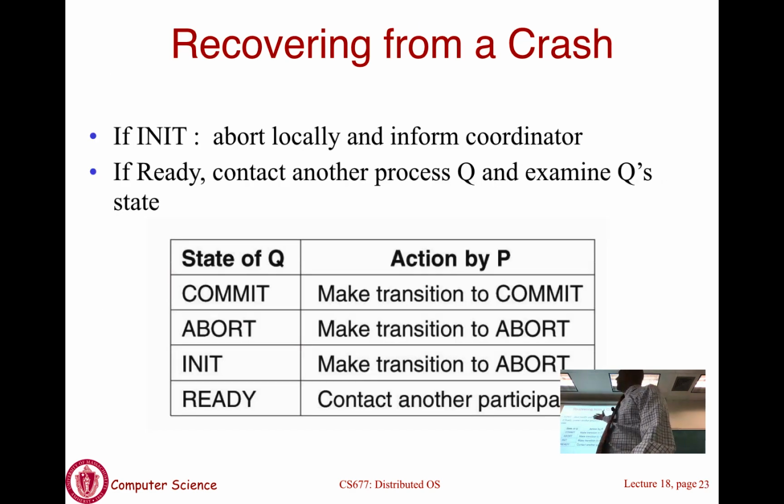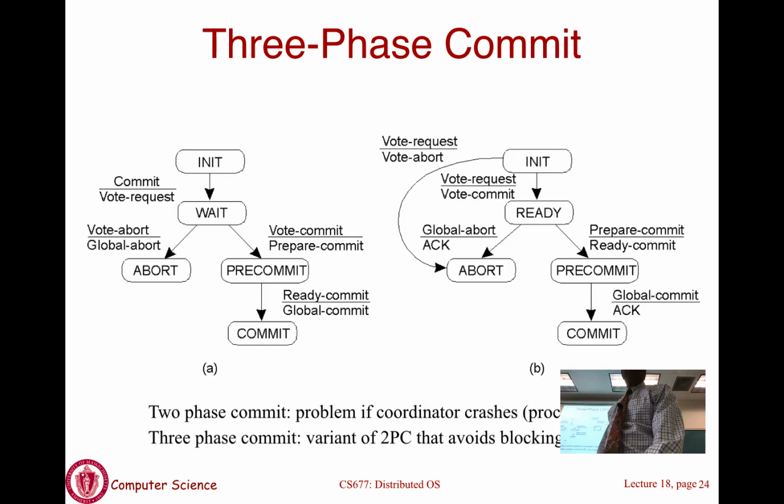This is just various scenarios: what if the node is in commit, what should you do, and so on. We talked about some of the more important cases, but there are a few others that I didn't talk about. Instead, what I'm going to show you is a generalization of two-phase commit, which is called three-phase commit.